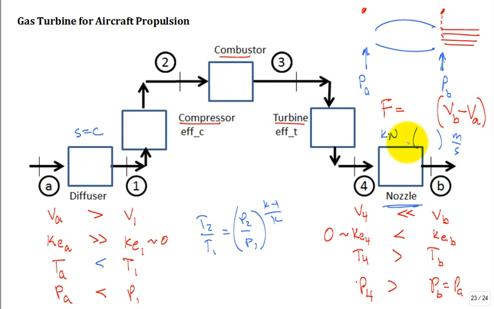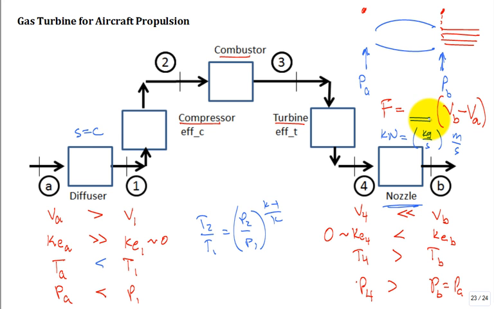What do I need to multiply just to get the units to work? Kilograms per second. Units kind of lead you sometimes to the correct answer. So what do I need to multiply this by?